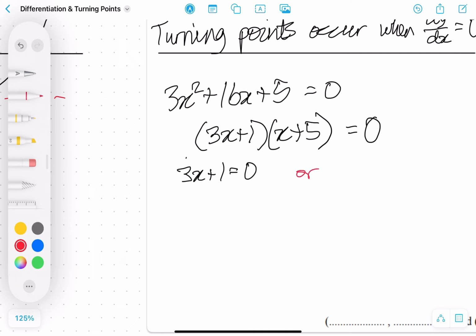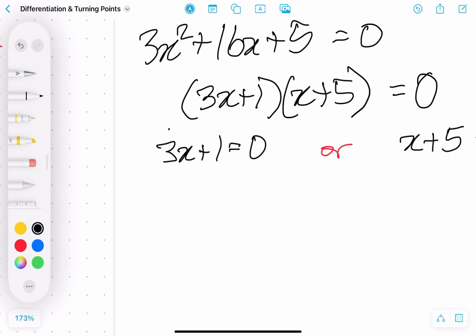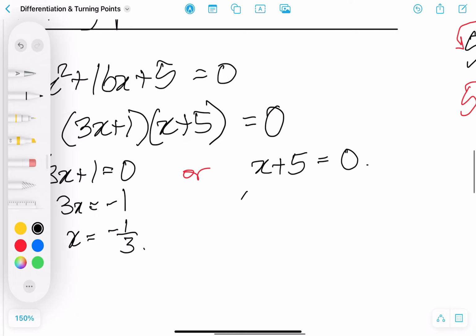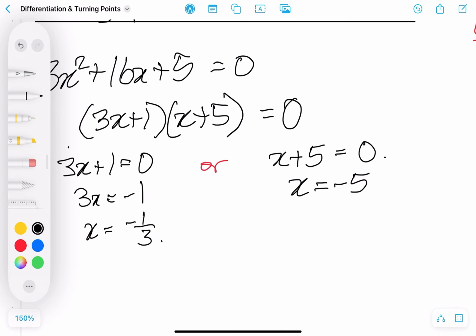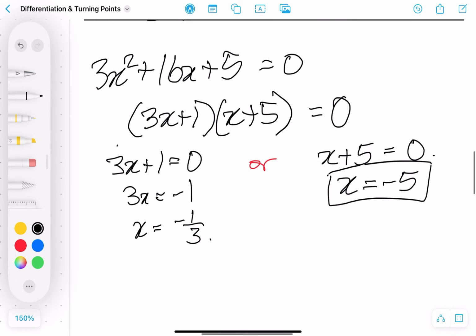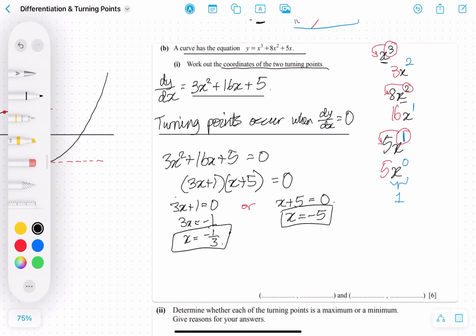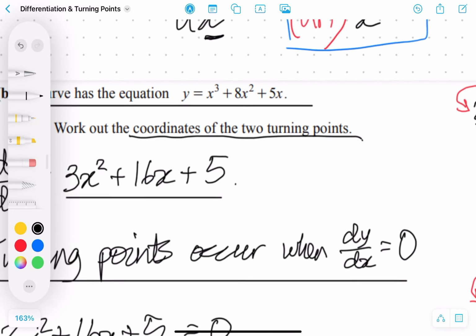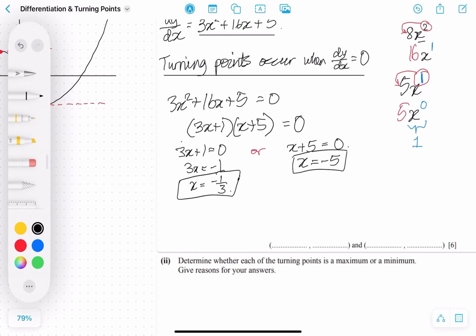or x plus 5 is equal to 0. So in this first case, we get 3x is equal to negative 1. Therefore, x is equal to negative 1 over 3. And in the second part here, we get x is equal to negative 5. So now we have the two x coordinates of the two turning points, respectively. So all we have to do now is take the original equation, y equals x cubed plus 8x squared plus 5x. Let's write that here.